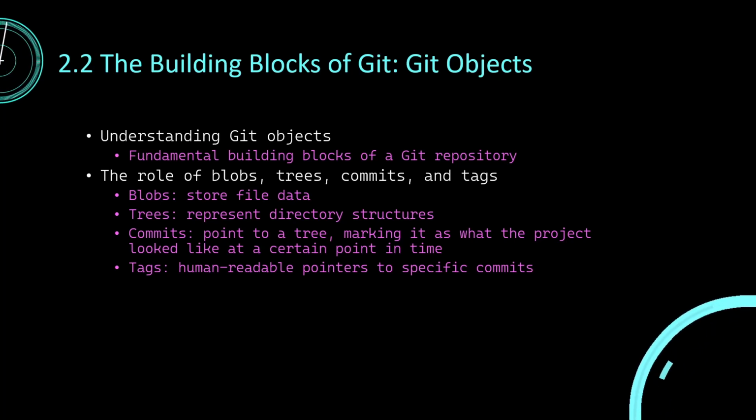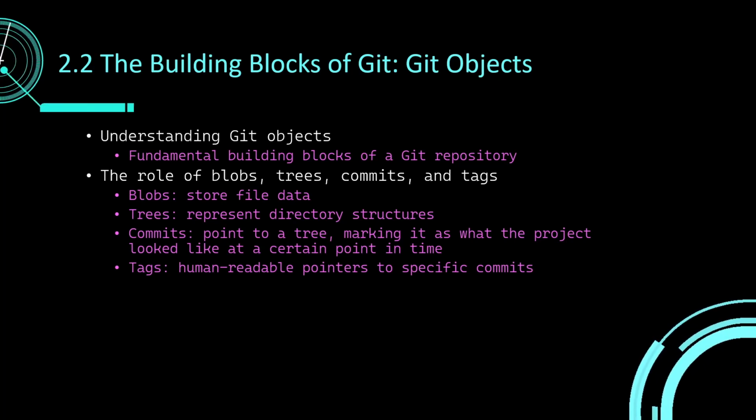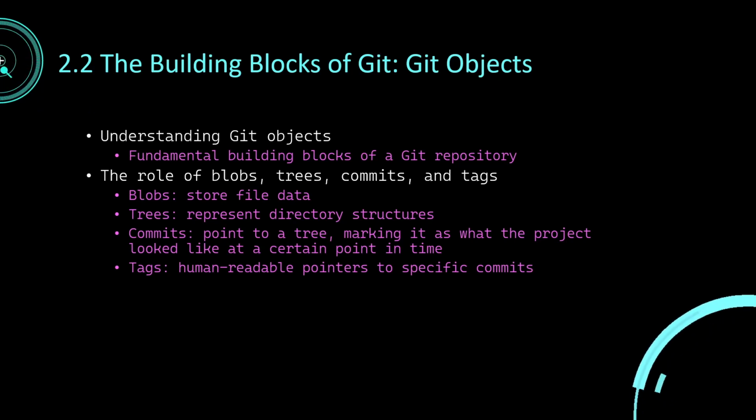The next thing we need to look at is these trees. If blobs are the storage boxes, trees would be, in this analogy, like shelves and rooms that organize these boxes. They map the blobs to file names and they store directory names. And this enables Git to recreate the exact structure of our project. So we've talked about blobs, we've talked about trees.